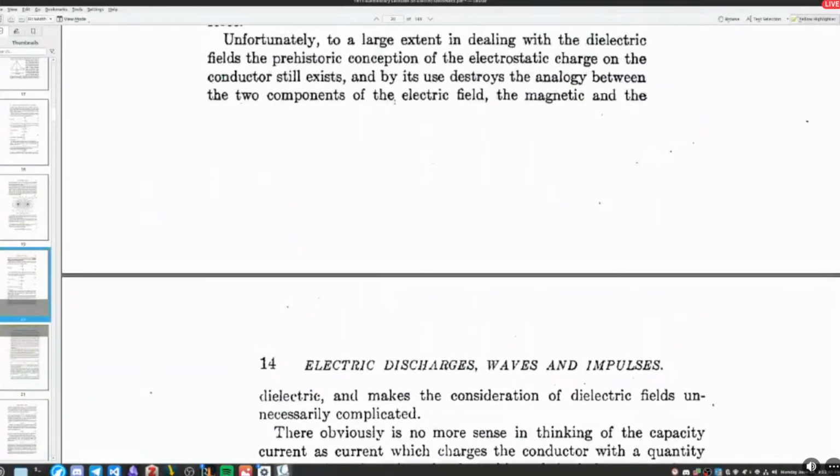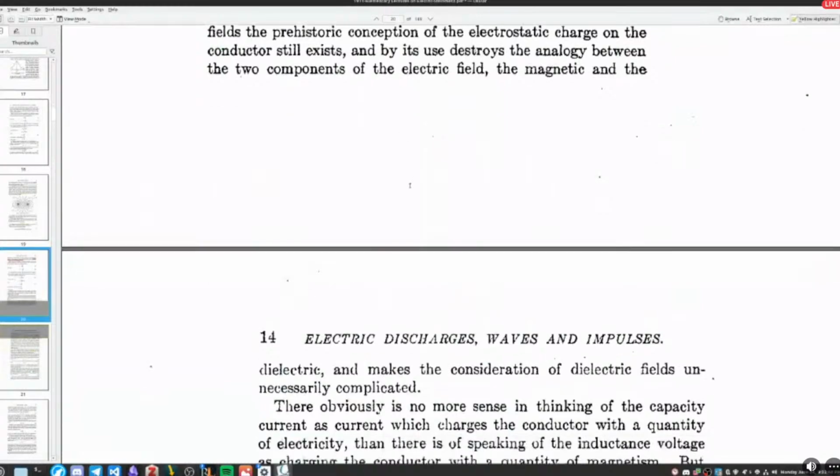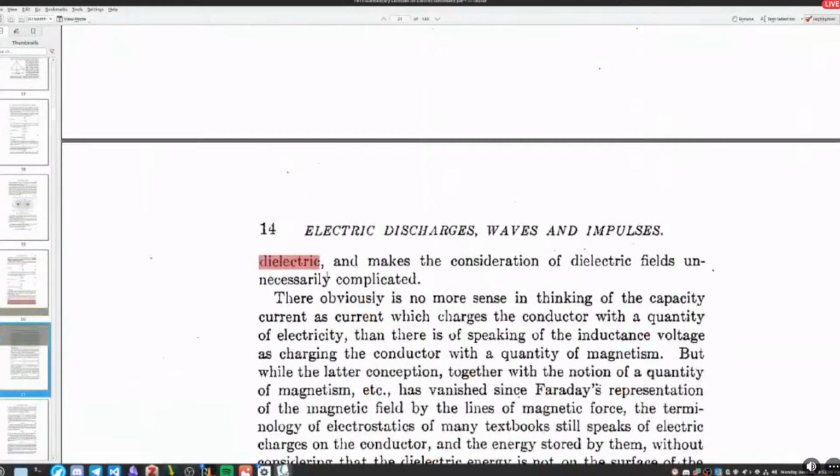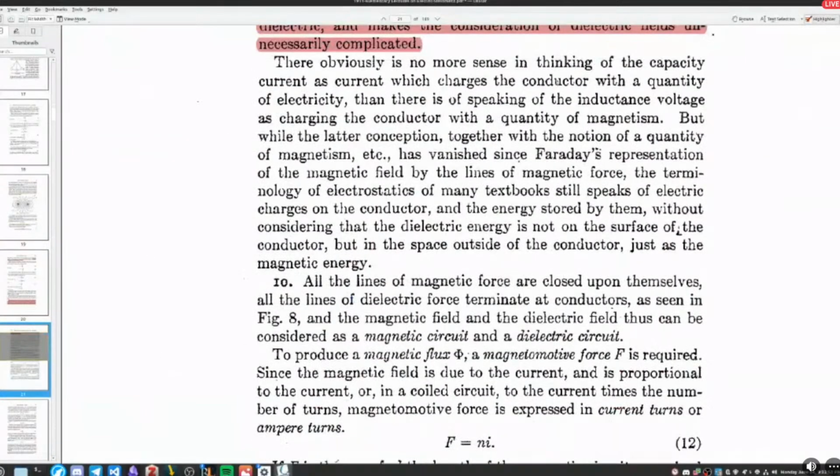There obviously is no more sense in thinking of the capacity current as current, which charges the conductor with a quantity of electricity, than there is of speaking of the inductance voltage as charging the conductor with a quantity of magnetism. But while the latter conception, together with the notion of a quantity of magnetism, etc., has vanished since Faraday's representation of the magnetic field by the lines of magnetic force, the terminology of electrostatics of many textbooks still speaks of electric charges on the conductor and the energy stored by them, without considering that the dielectric energy is not on the surface of the conductor, but in the space outside of the conductor, just as the magnetic energy.